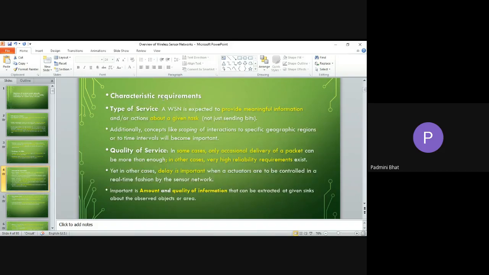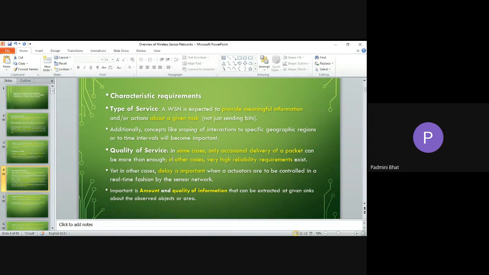Now, the required characteristics of wireless sensor networks are, first, types of service. The sensor network is expected to provide meaningful information and actions about a given task. Whatever data or value it is sending should be meaningful. So that is a type of service it should give. Additionally, concepts like scoping of interactions to specific geographic regions or time intervals will become important.